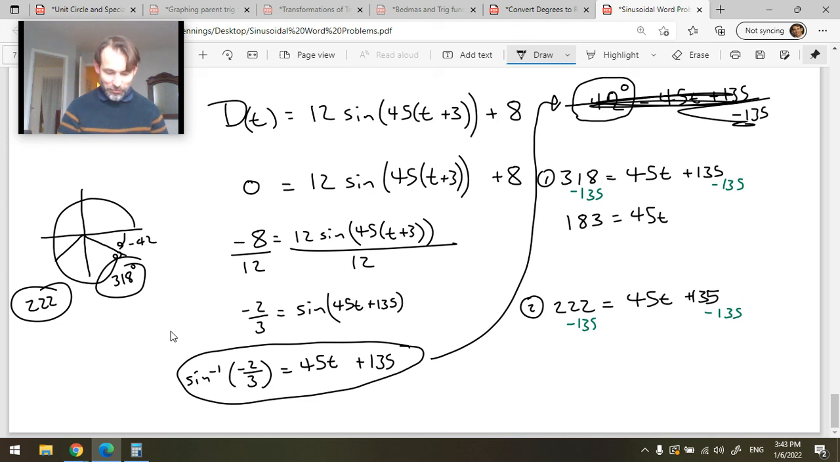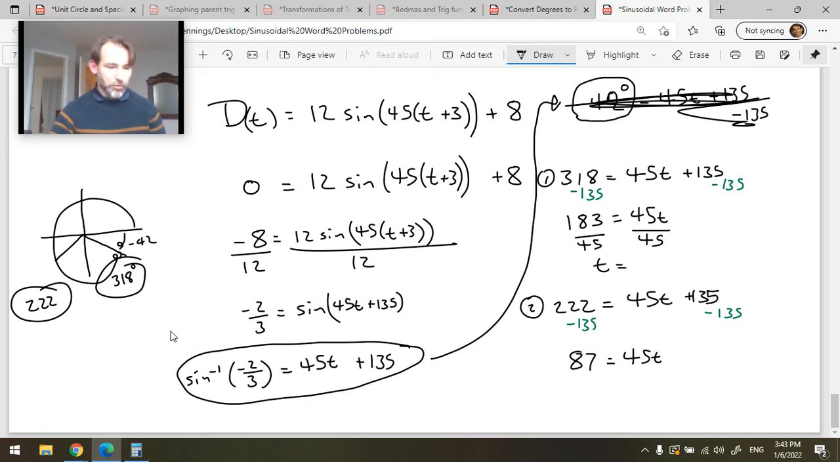222 minus 135 equals, well, of course, that's 87. And so that's 87 equals 45t. And here, just checking my work, 318 minus 135 is 183. I got that one right. Now I'm going to divide both sides by 45, and that's going to solve for t.